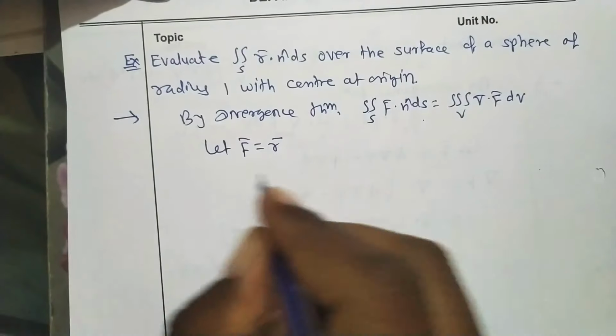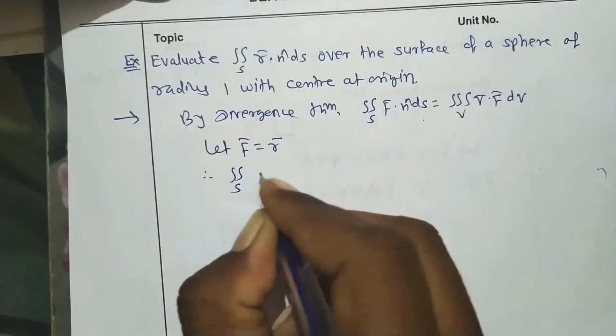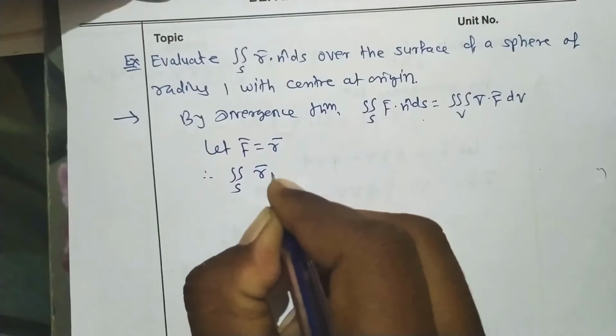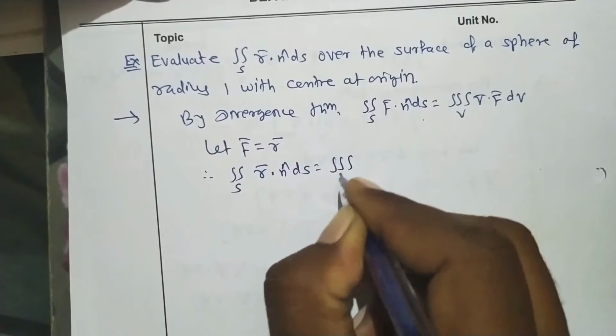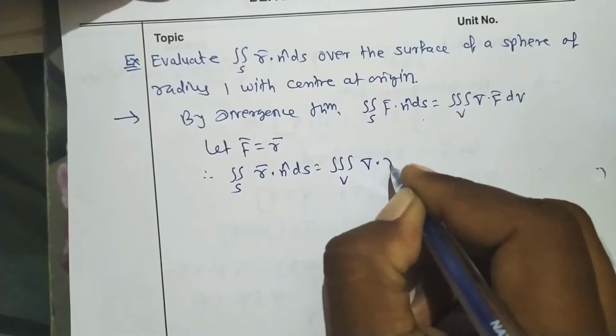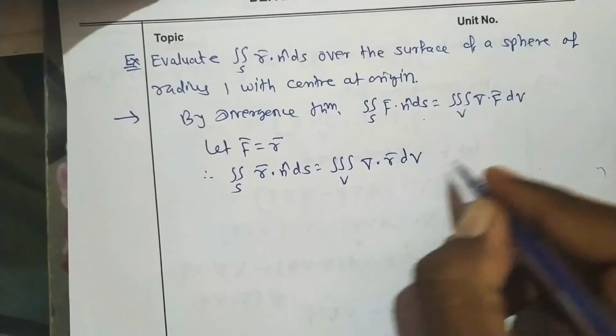If we take f bar equal to r bar, then in divergence theorem, if we put it here, the double integral over s of r bar dot n cap into ds is equal to the triple integral over v of del dot r bar into dv, and we know that the value of del dot r bar is 3.